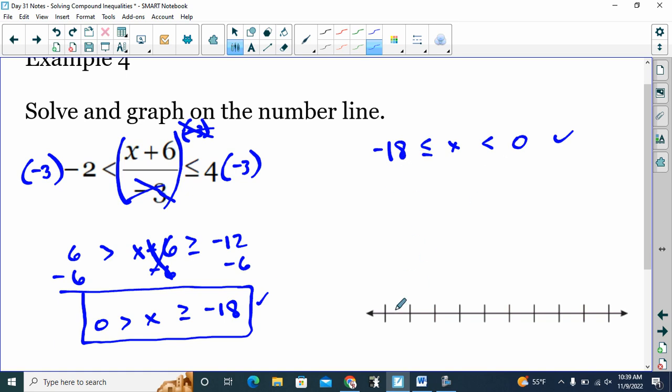To go from -18 to 0, I'm not going to be able to count by ones here. So we need to make sure we have -18 on there somewhere. Put -18 here and count by twos, maybe. Hopefully that'll do it. Just barely. I need an open circle at 0. I need a closed circle at -18. And I need x to be between those two things.